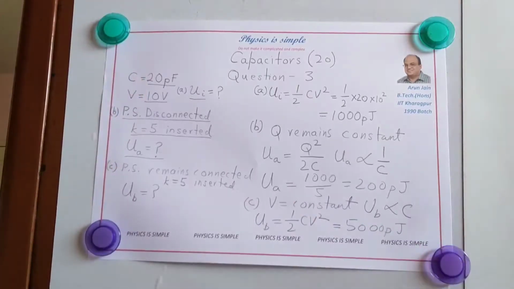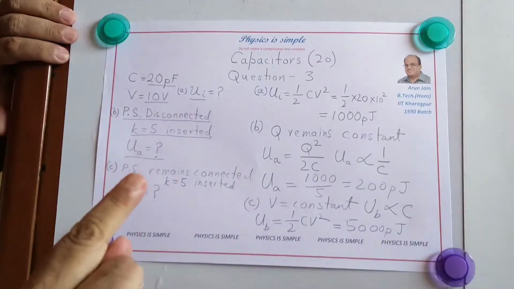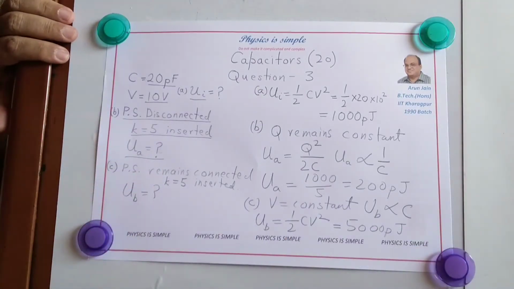So when the battery remains connected, V is constant. The energy stored is directly proportional to capacitance. When the battery is disconnected, Q remains constant and the energy stored is inversely proportional to capacitance.